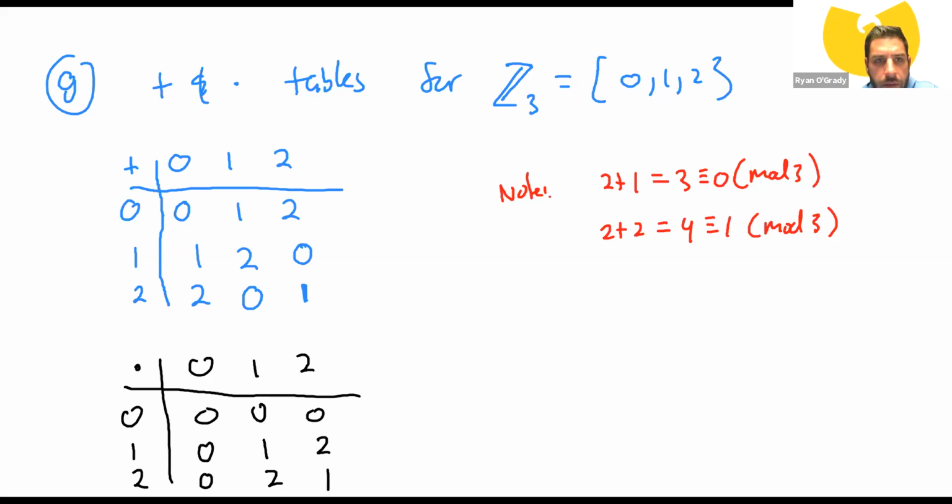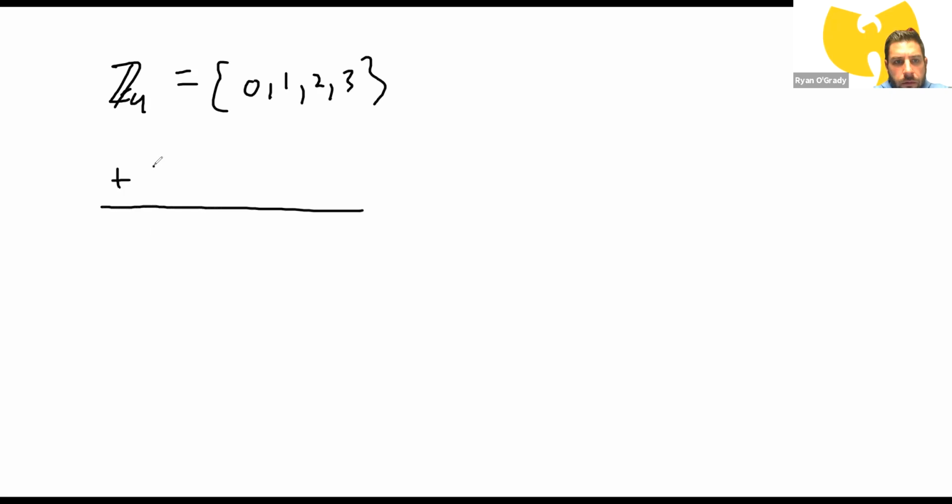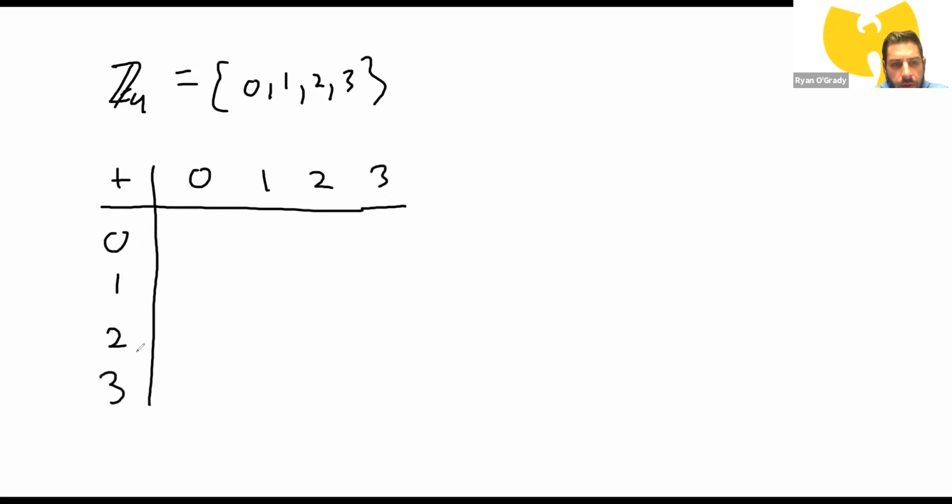So let's do Z sub 4. Suppose we wanted to do Z sub 4. So what is Z sub 4? It's 0, 1, 2, and 3. So if I do the addition, I have 0, 1, 2, and 3, and then I want to know what happens when I add members of this set to each other. So if I add 0 and 0, I get 0. 1 and 0 is 1. 2 and 0 is 2. 3 and 0 is 3.